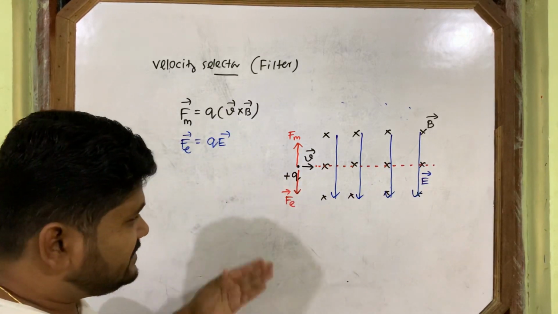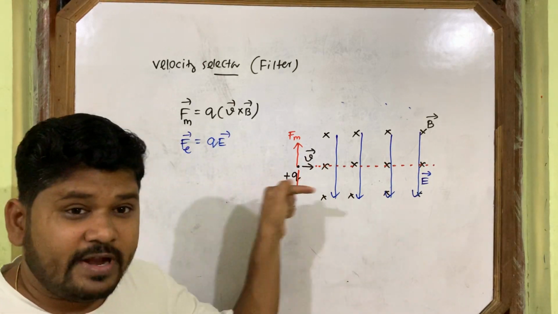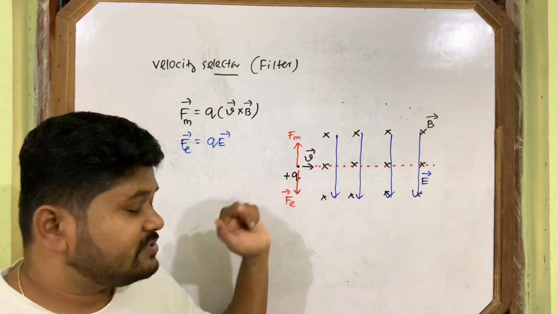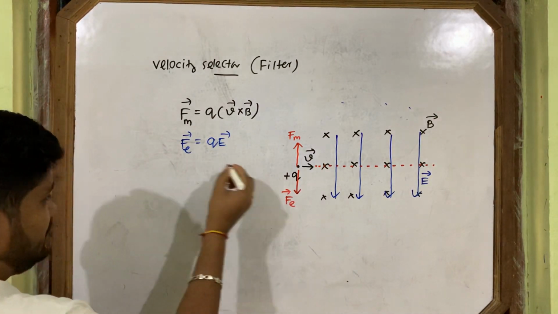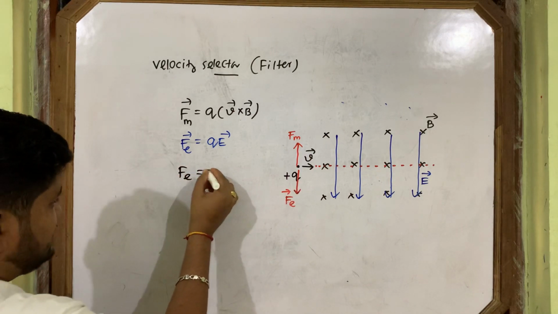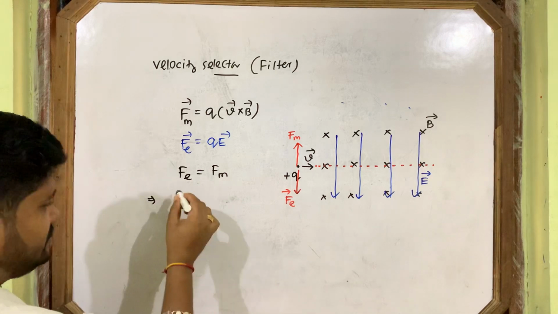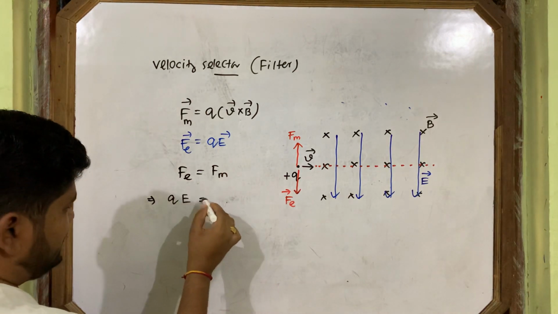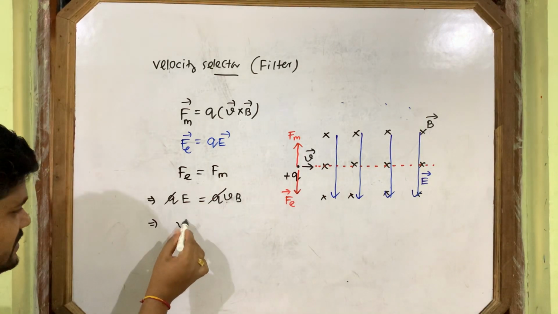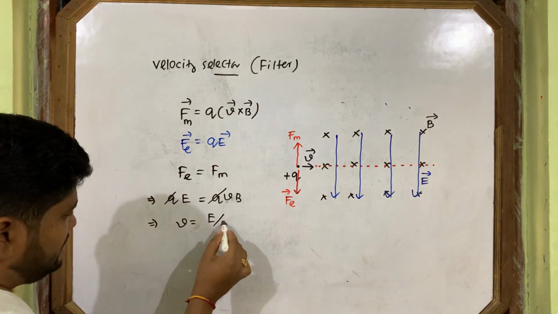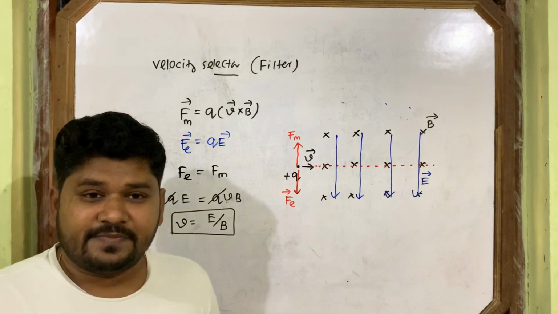So now see, let's find that velocity. With how much velocity should it enter so that the two forces will be equal in magnitude? Let's find that velocity. When Fe is equal to Fm, then it goes undeflected. So here Fe is qE and Fm is qvB, and q cancels. So that velocity is E by B. So this is the expression of velocity.